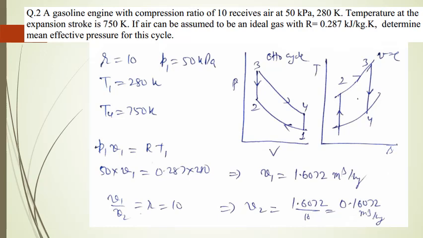Now for state 1, we have written the state equation P1 V1 equals RT1, where V1 is the specific volume at state 1. So the value of specific volume at 1, that is V1, comes out to be 1.6072 meter cube per kg. Now since compression ratio is equal to 10, that implies V1 upon V2 is equal to r, that is equal to 10. So the value of V2 comes out to be 0.16072 meter cube per kg.